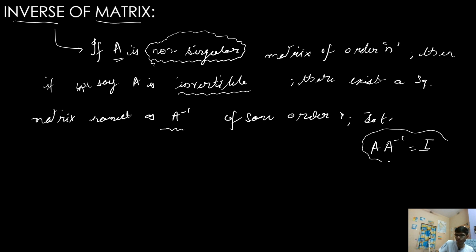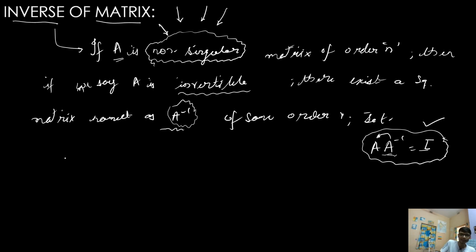Now this definition is clear, and from here we can say that this is the inverse of this particular matrix, that is A. फिर से मैं एक्सप्लेन कर रहा हूँ कि अगर A मैट्रिक्स नॉन सिंगुलर है, that means it must be a square matrix. And if it is non-singular of order n, then we say that A is invertible and there exists a matrix named A inverse of the same order such that A into A inverse is equal to the identity matrix. I hope this particular definition is very clear.